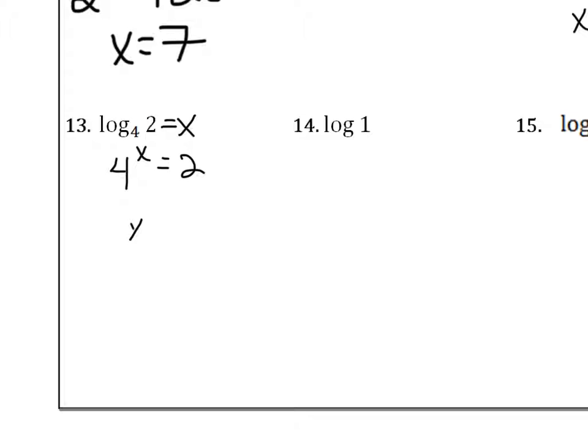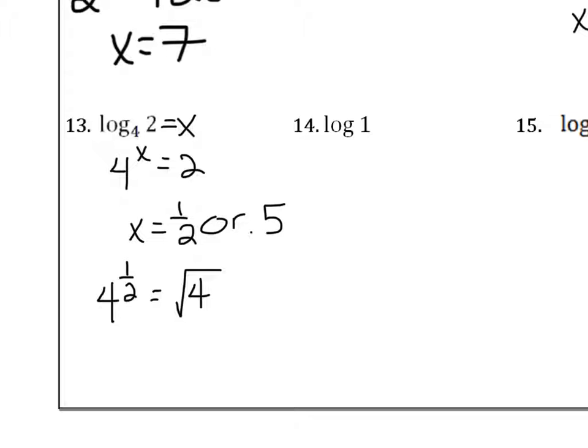So x equals 1/2. And the reason we know that is because 4 to the 1/2 means the square root of 4, which is 2. So anytime your value gets smaller, that means x is going to be a fraction. If you put it as 0.5, that would have been fine too.